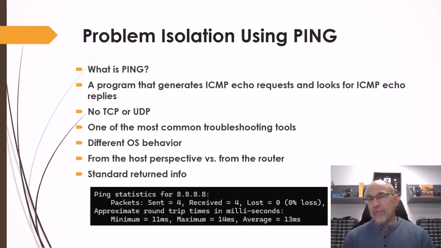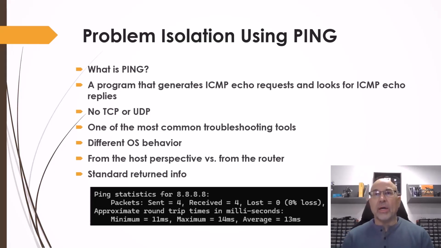Different OSs have different behaviors, and we'll take just a real quick look at that, but we just have to realize that when you're on Linux, that behaves different than on Windows, which behaves different than on a Cisco device. Now, there is a difference between pinging from the host and pinging from the router, because the router, a lot of times, in addition to its different perspective on the network, might know some things that the host doesn't.